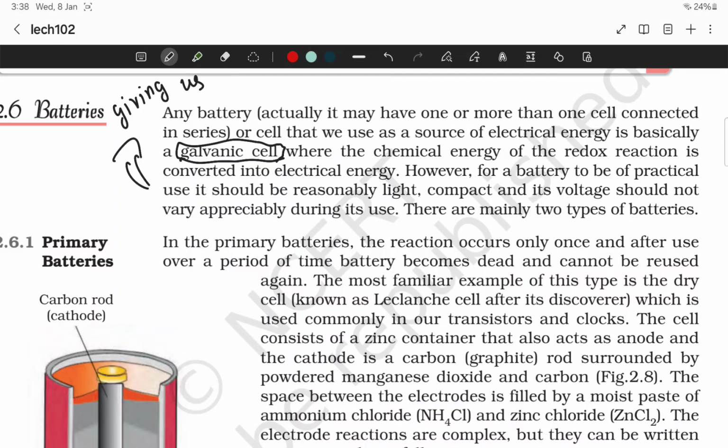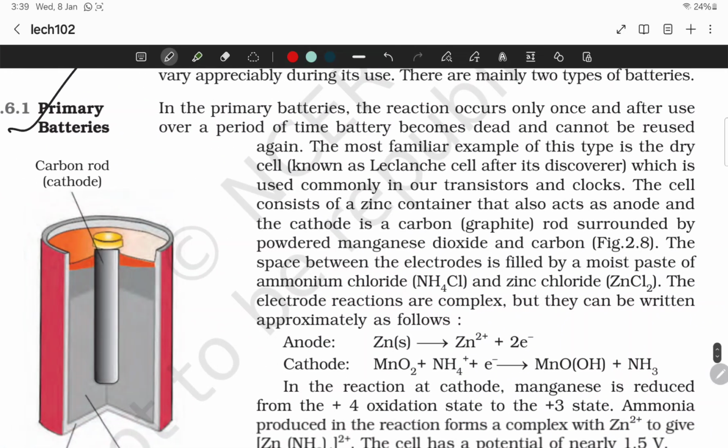However, for a battery to be of practical use, it should be reasonably light, compact, and its voltage should not vary appreciably during its use. So if the EMF of the cell varies, then it's not a good battery. Accordingly we make batteries. There are mainly two types of battery: first primary, then secondary. Primary batteries are non-reusable; we can only use them once and throw them away. We cannot recharge them. Those batteries are called primary batteries.